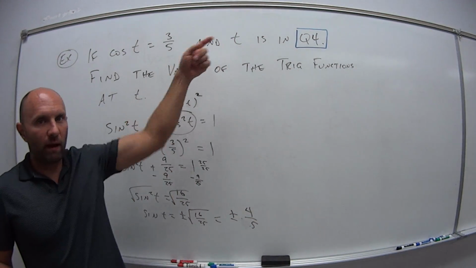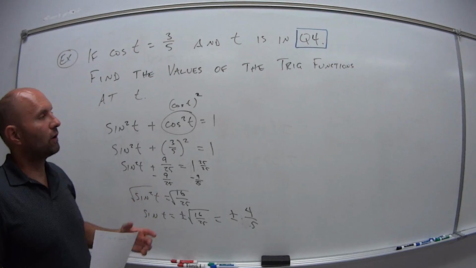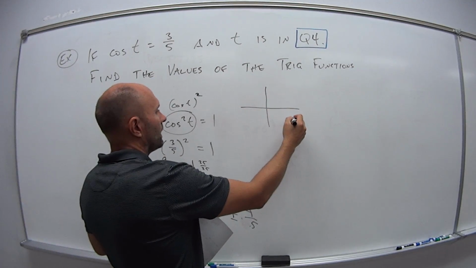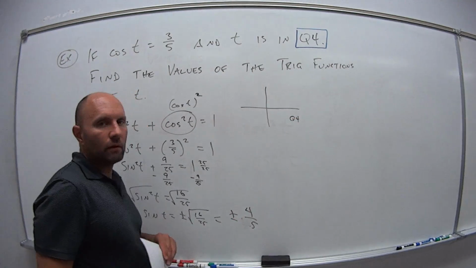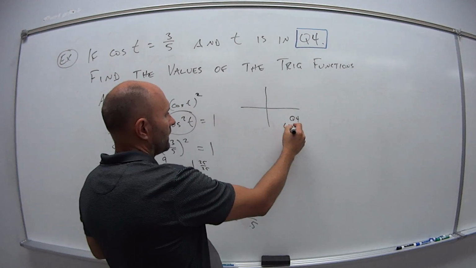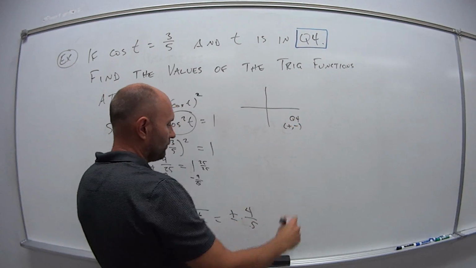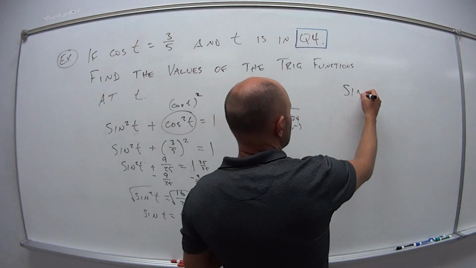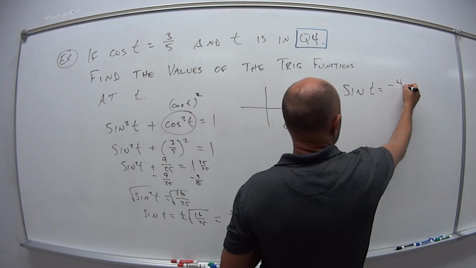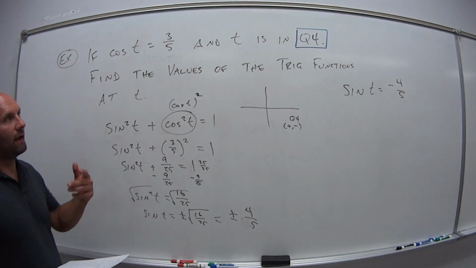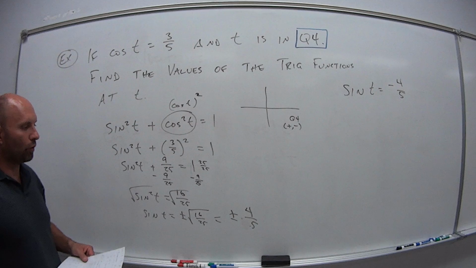This is where we have to go back to what quadrant we're in. When we're in quadrant 4, so we're down here, our value of cosine, like our x values, is positive, but the sine values are negative, which means that our value for sine of t is going to be negative 4/5. Again, that's because we're in quadrant 4.